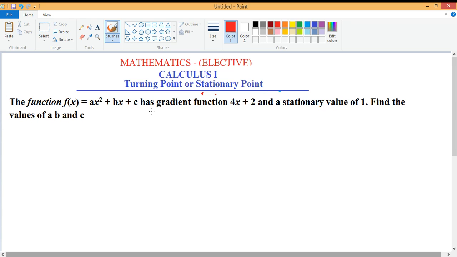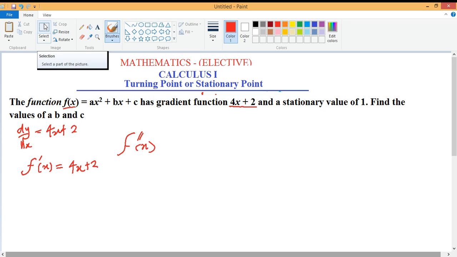Good. The gradient function has been given. This is the gradient function. It means our dy dx is equal to 4x plus 2. In fact, if a function is written like this, those who came to the vacation school were taught that the dy dx can also be written in this form. So I can say the gradient function of the derived function is plus 2. If it's a second derivative, we write it this way with a double bar, just like this. So take note. Those who came to the vacation school were taught all these notations.